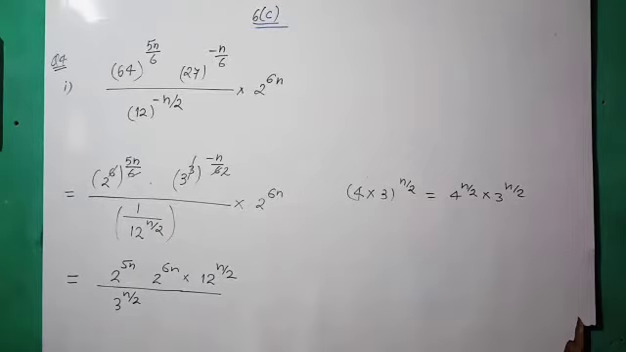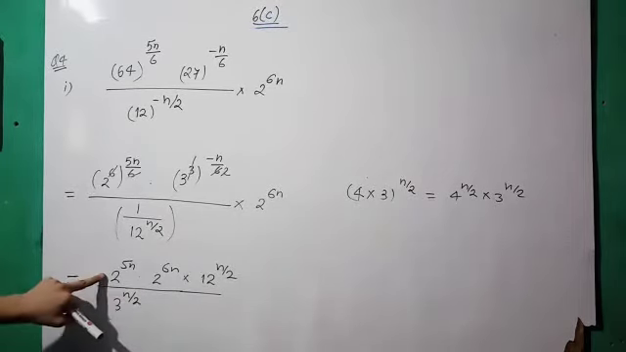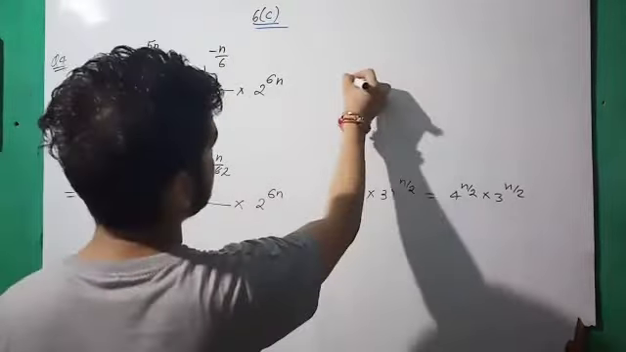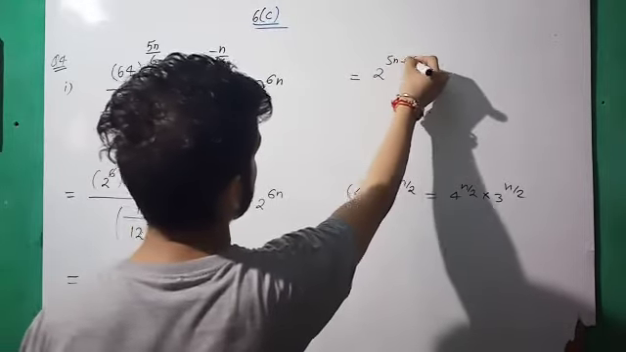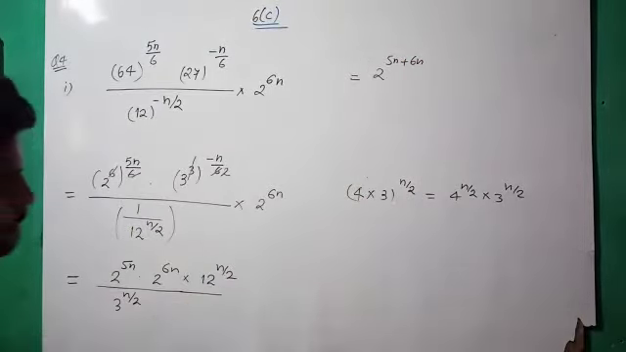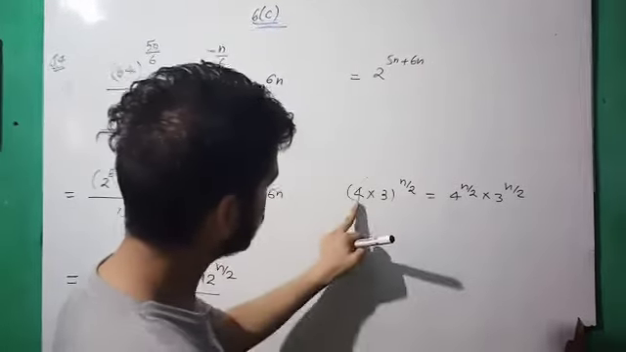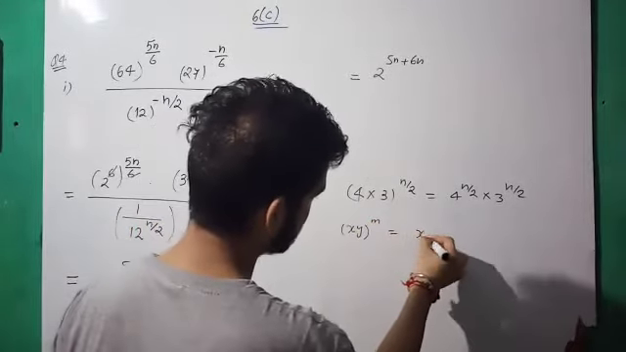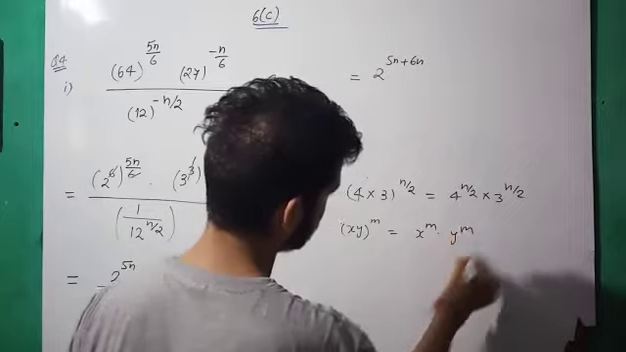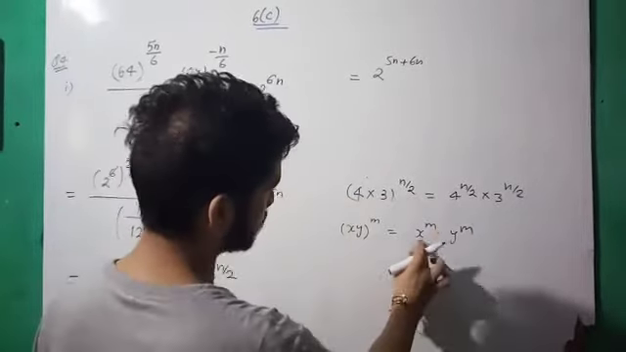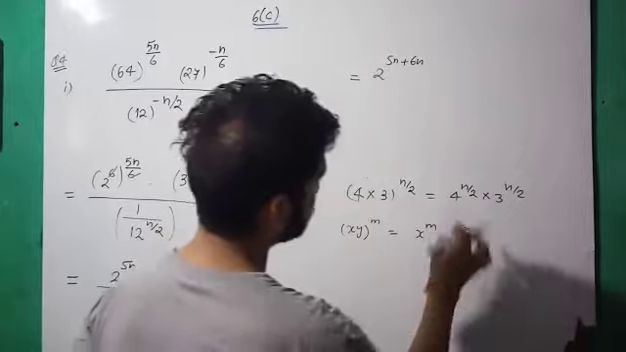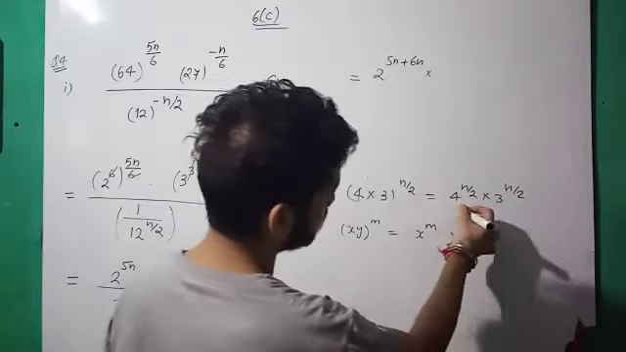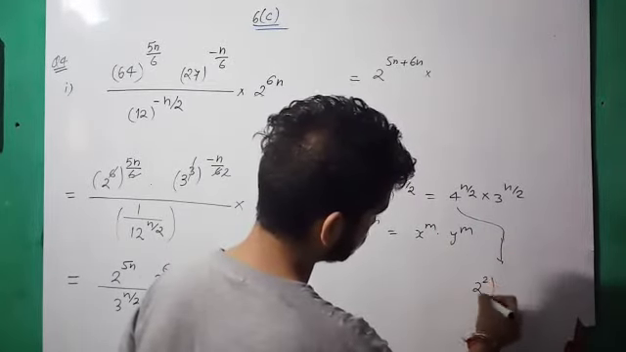Sorry students, some interruption occurred. So we have 2 to the power 5n and 2 to the power 6n. Can we add powers because of the same base? So we can write 2 to the power 5n plus 6n. And 12 to the power n by 2 we can write like this, 4 to the power n by 2 into 3 to the power n by 2, because (x into y) to the power m equals x to the power m into y to the power m. And we can write 4 as 2 to the power 2, and n by 2.